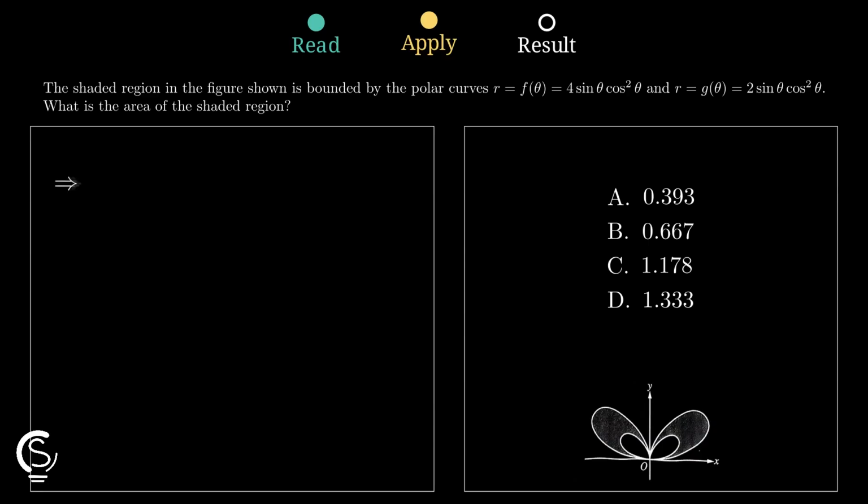Now we square our functions to get 16 sine squared cosine fourth minus 4 sine squared cosine fourth. This simplifies down to 12 sine squared theta times cosine to the fourth power.